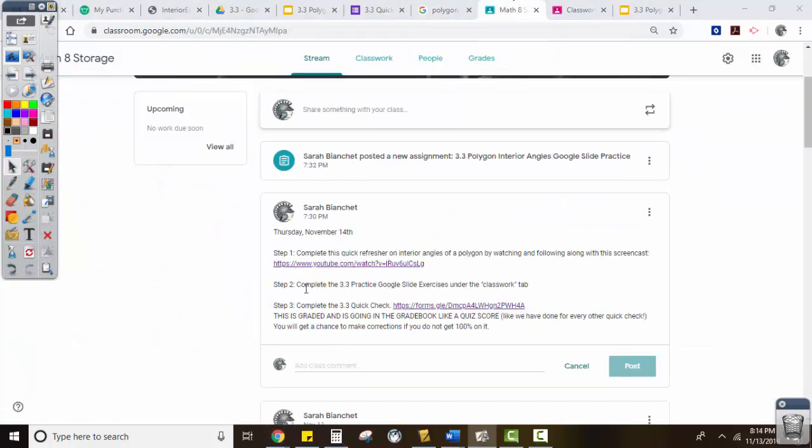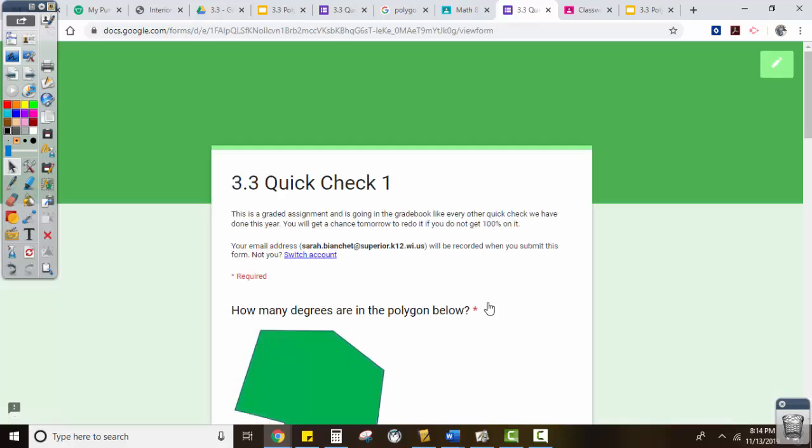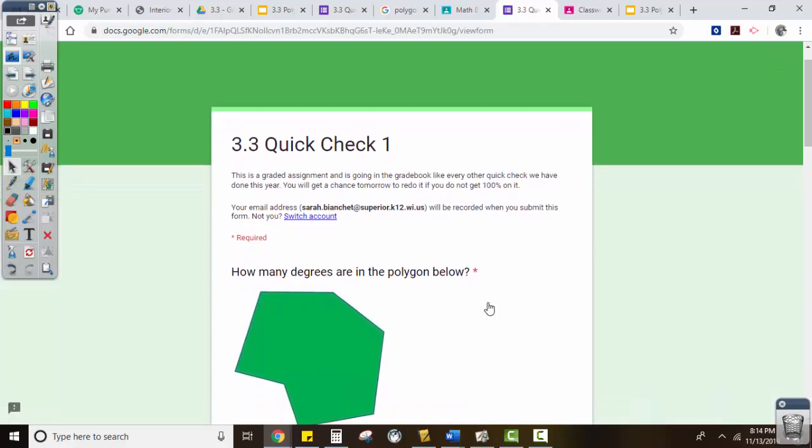And then quickly I'm going to show you step 3. Step 3, you are completing a quick check. It's a Google form. I'll click on it in a second. It says this is graded and is going in the grade book like a quiz score. So like we've done for every other quick check, you'll get a chance to make corrections if you don't get 100%. So you'll open up this link, and there's a form right here.